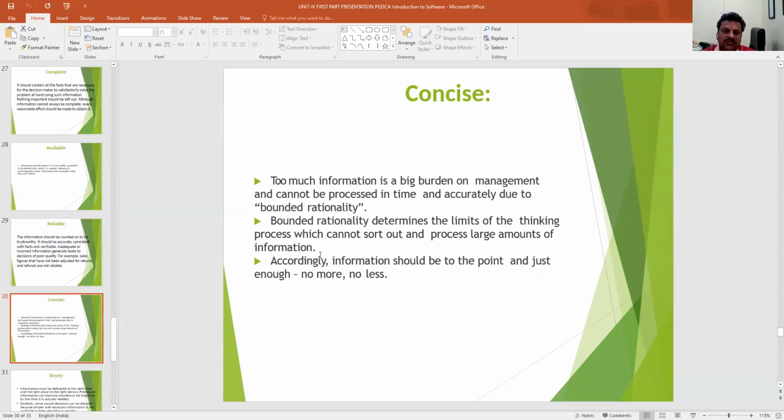Concise. Too much information is a big burden on management and cannot be processed in time and accurately due to bounded rationality. Bounded rationality determines the limits of the thinking process, which cannot sort out and process large amounts of information. For example, if you provide information in a low level language to a user, and he or she cannot interpret that data, then for him or her that data is irrelevant or non-usable.